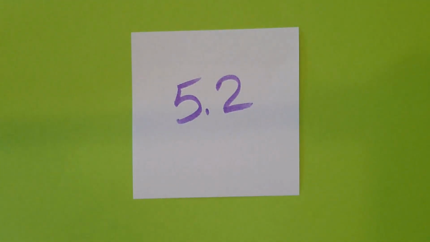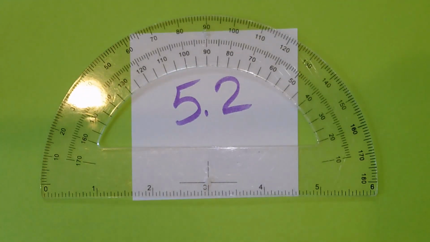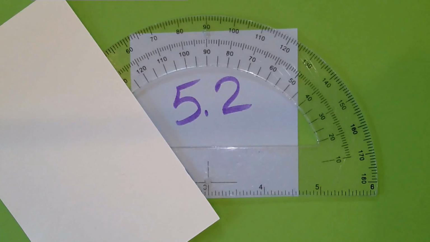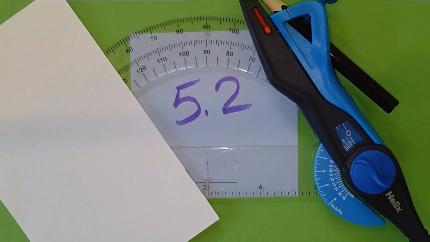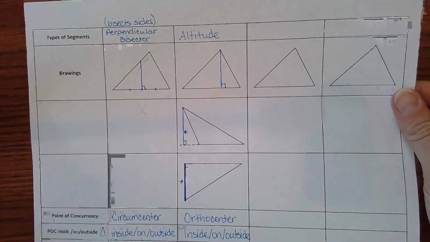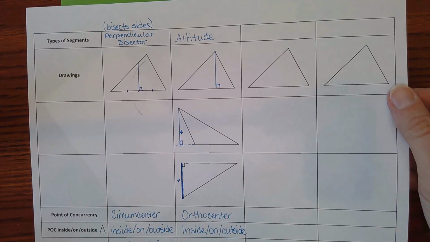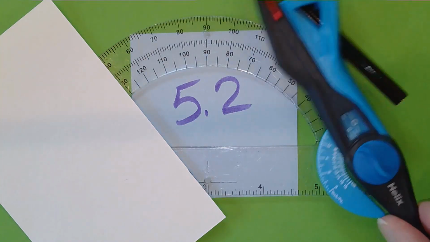Hi class. Today we're going to look at section 5.2, but before you start this lesson, please make sure that you have a protractor. Also, a note card would come in handy. You can use a compass if you would like to, and you will also need your sheet, the chart that has the triangles in there and some blanks to fill in. Those are the things that you will need for this section. If you don't have those, pause this, go get them and come back. Once you've got all those things, then you can get started.